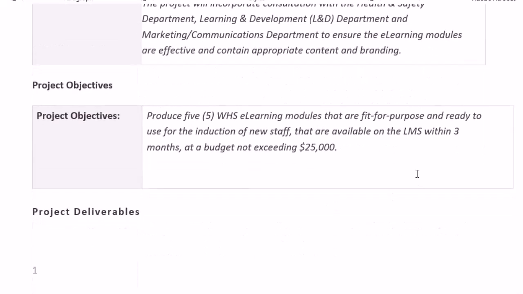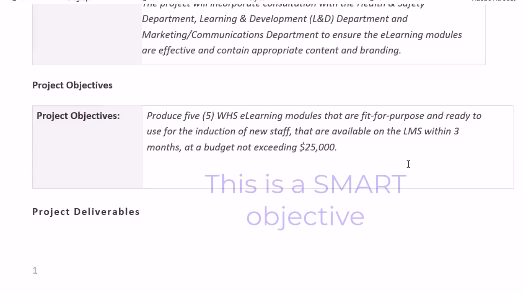I've then put in the project objectives, so to produce 5 workplace health and safety e-learning modules that are fit for purpose and ready to use for the induction of new staff, that are available on the LMS within 3 months at a budget not exceeding $25,000. So again, I just took that from my initial work, understanding the project. It's actually written as a SMART goal.